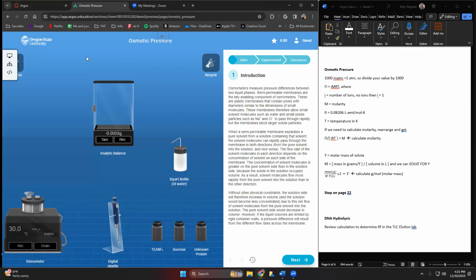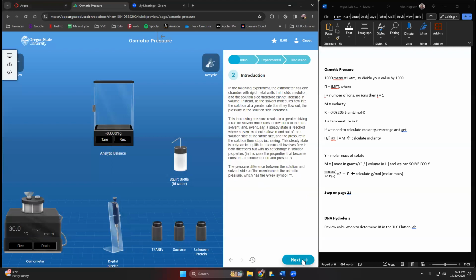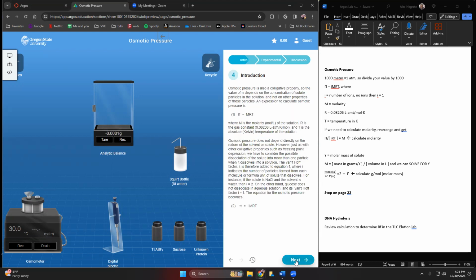So there's some introduction material as always. We're using an osmometer in order to calculate the pressures that we need here. And the pressures are in milliatmospheres, okay? So normally we're not used to seeing osmotic pressure.